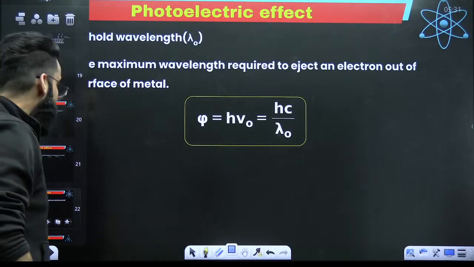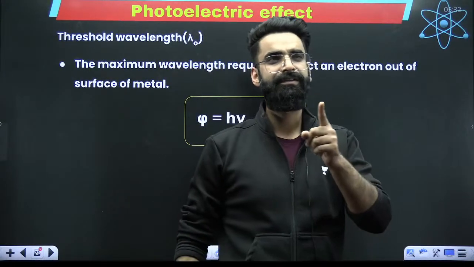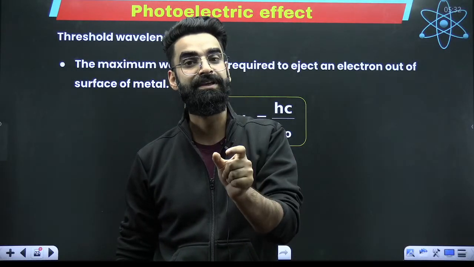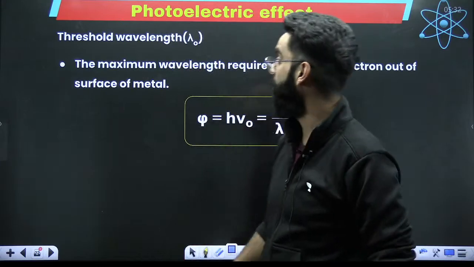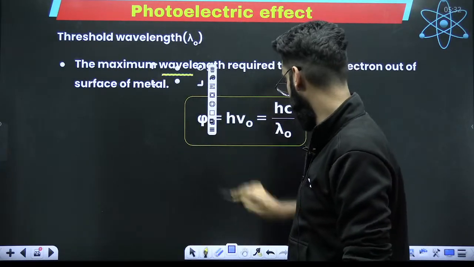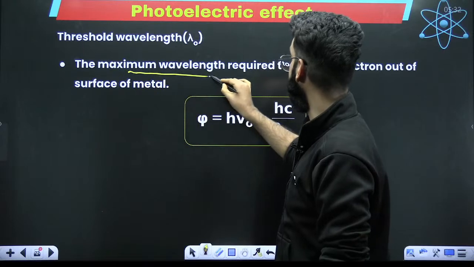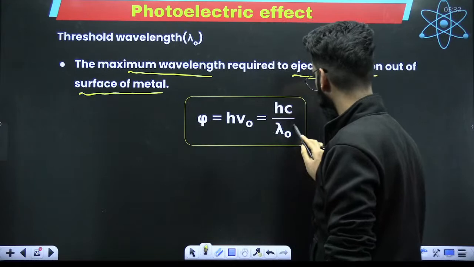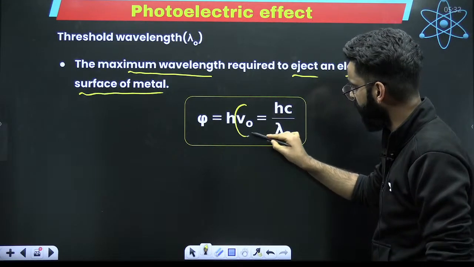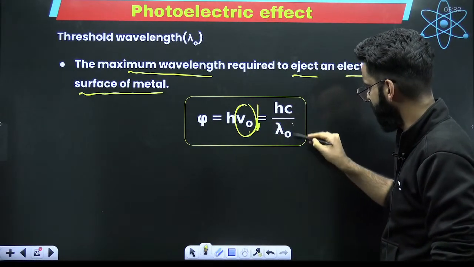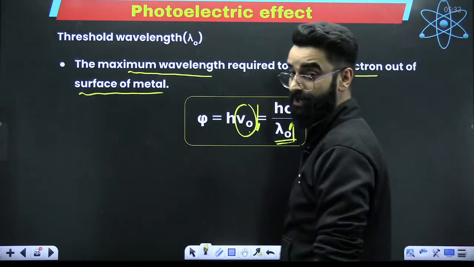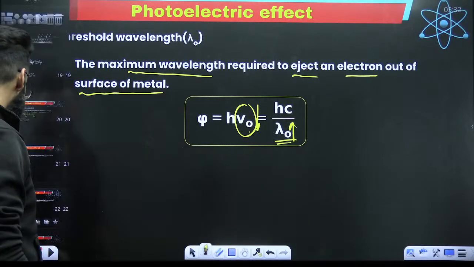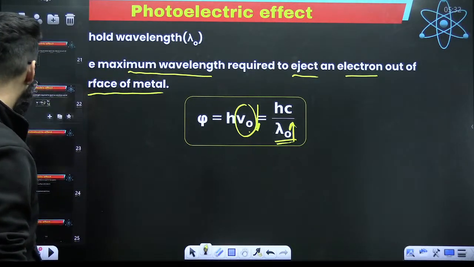Now, similarly, guys, what about threshold wavelength? Threshold energy was minimum energy. Threshold frequency was minimum frequency. Threshold wavelength will be maximum wavelength. The maximum wavelength required to eject an electron from the surface of the metal is what you call threshold wavelength, right? If threshold frequency is the minimum frequency, this has to be maximum wavelength. So lambda naught here is the threshold wavelength. Perfect. So I believe all these things are clear to you till here.